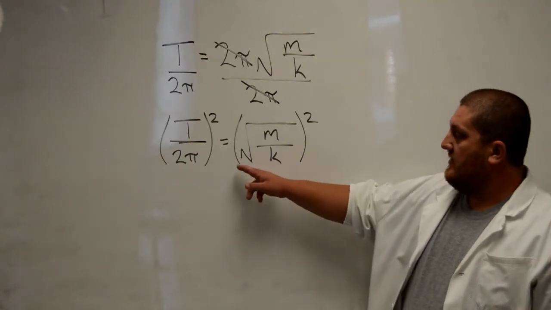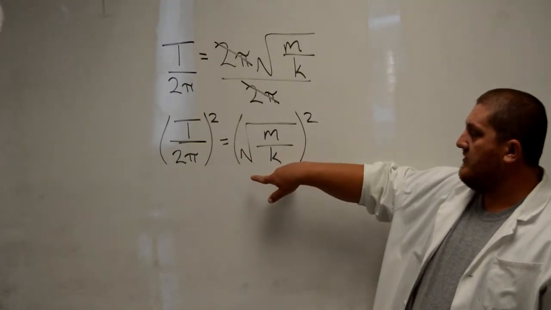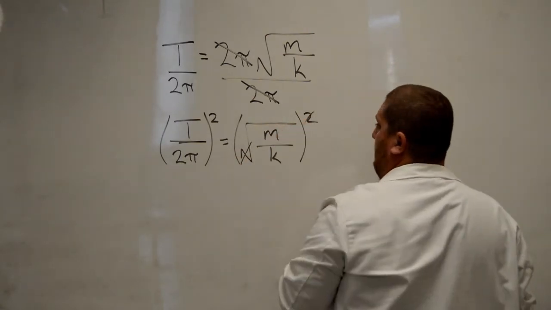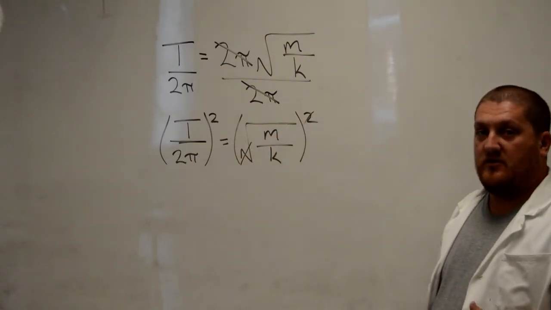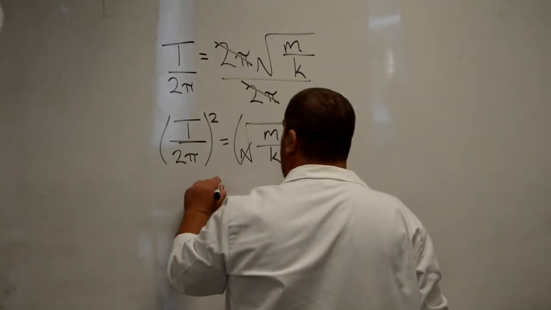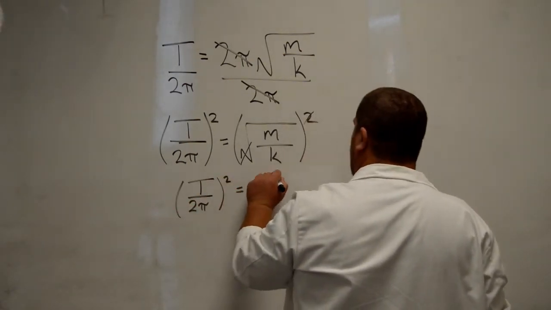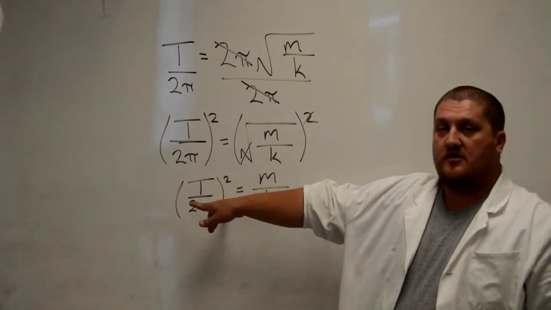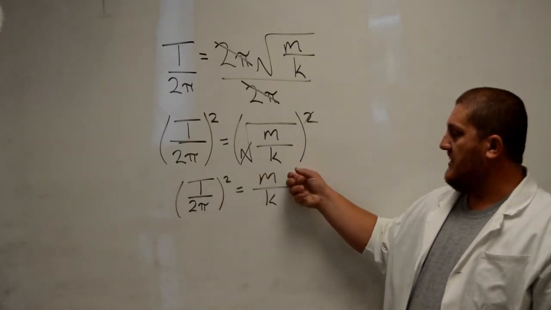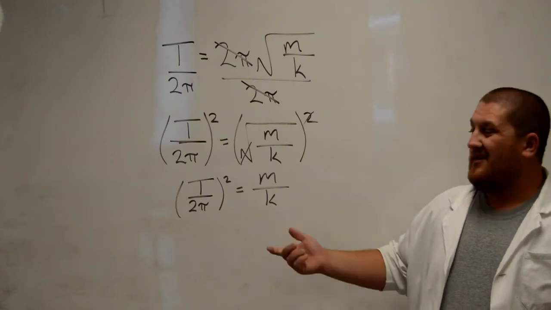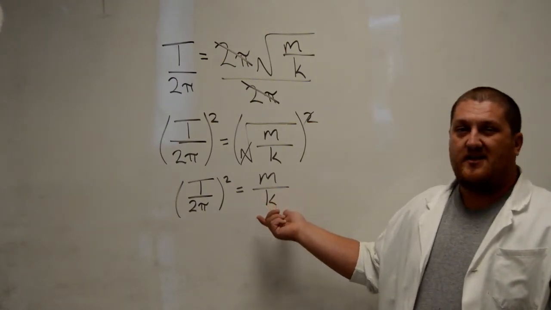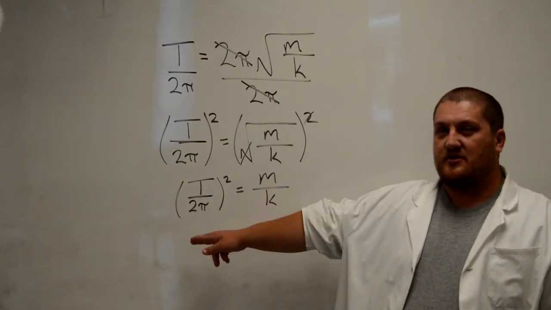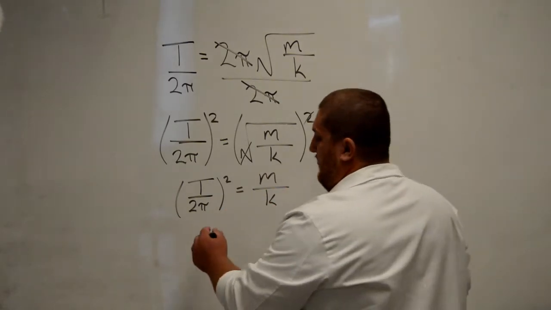So now I have the square root squared, so that will cancel, and I can do a little bit more simplifying. Now I have t over 2 pi all squared is equal to m over k. Remembering I want to solve for k, it's on the bottom of a fraction. I don't have a fraction over here, but I can always put it over 1.